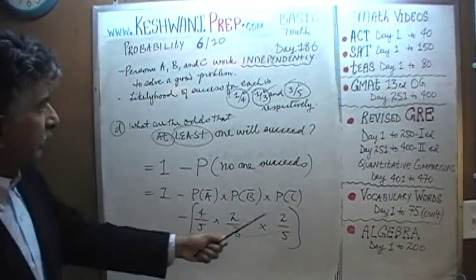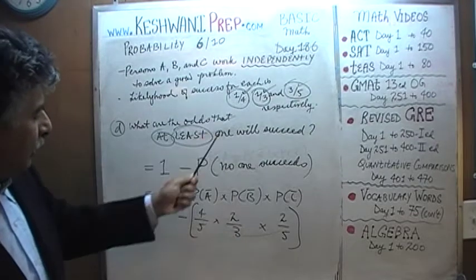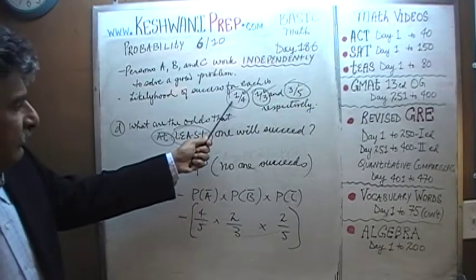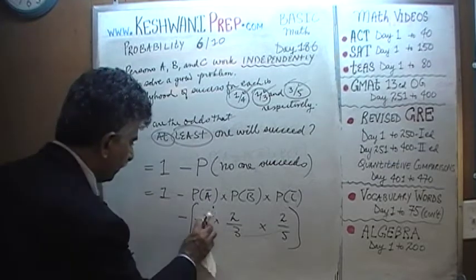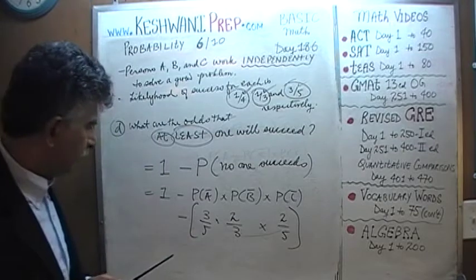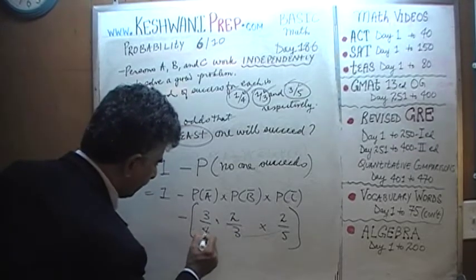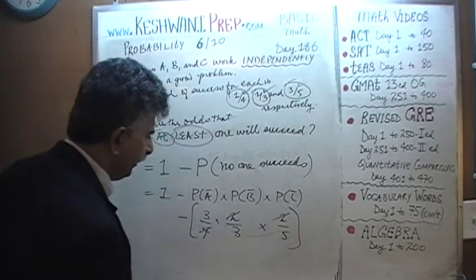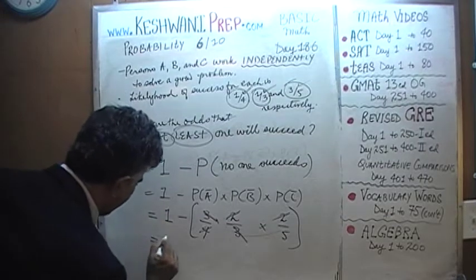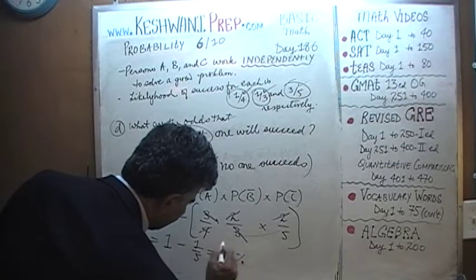Something has gone wrong here. I got 2/5 here. This should have this. This is 1/4. I don't know where this 4/5 came from. A has a 1/4 chance of being successful. But the odds that he will not succeed is 3/4. I don't know where it came from. 3/4. What is the matter with me? 3/4. So we have a 4 here. That goes with that one. And this 3 drops out. And it's 1/5. So it's 1 minus 1/5, it is an 80% chance.